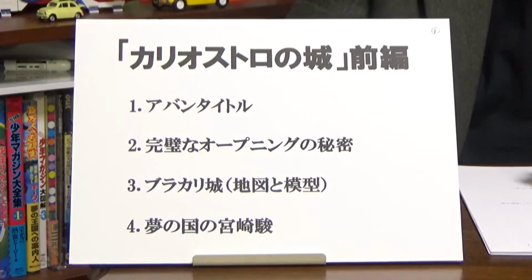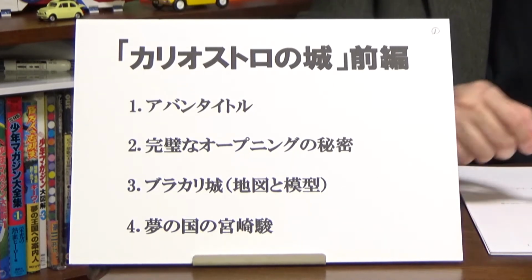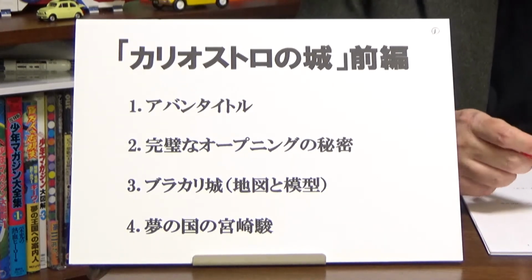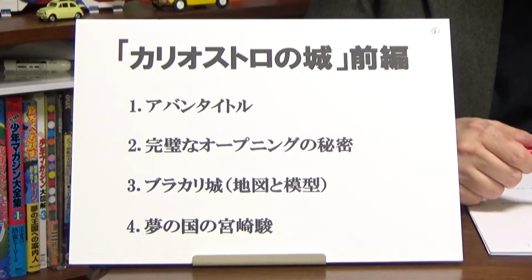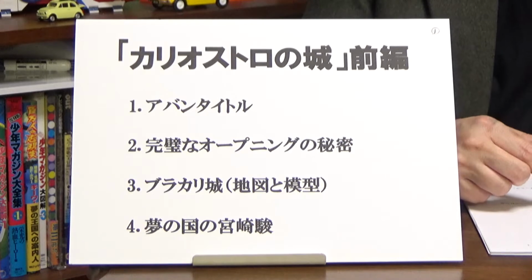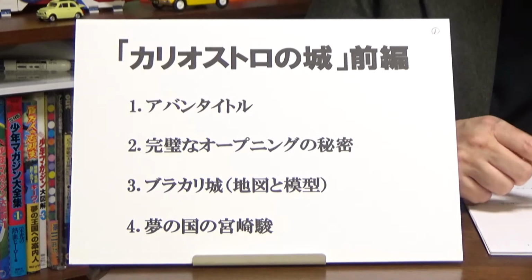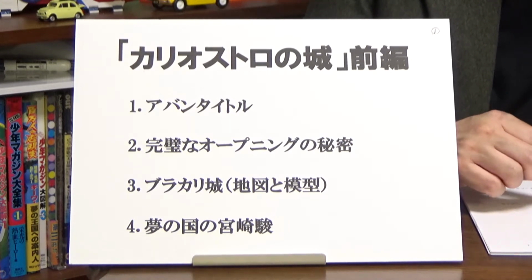Now let's begin. Tonight's going to be the first half of the Castle of Cagliostro lecture. Today, in the first half, we'll look at the pre-credit, the sequence that comes before the opening. Then I'll give you a question, like the popular quiz show Discovery of the World's Mysteries. And then we'll talk about the secret of the perfect opening.